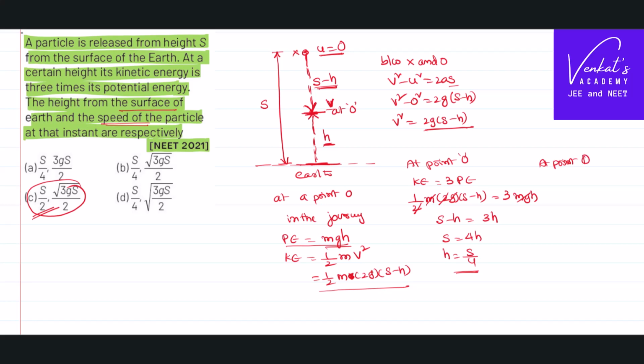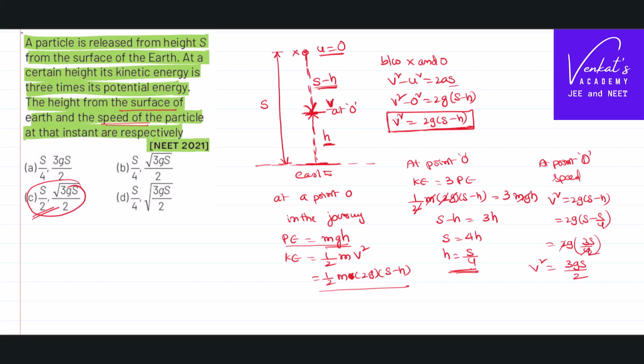So at point O, to find out speed, we have already written an equation. What is that? V square equals 2g of s minus h. We have already derived that. But now I found that h equals s by 4. I can substitute that: 2g of s minus s by 4, that equals 2g of 3s by 4, that equals 3gs by 2. 1, 2 can be cancelled.